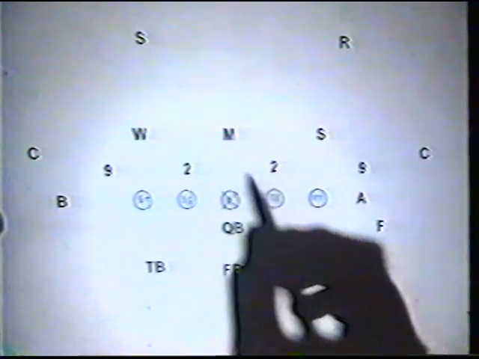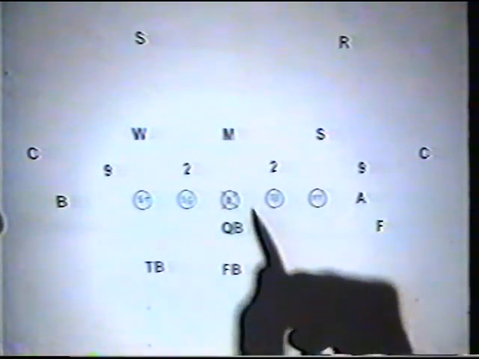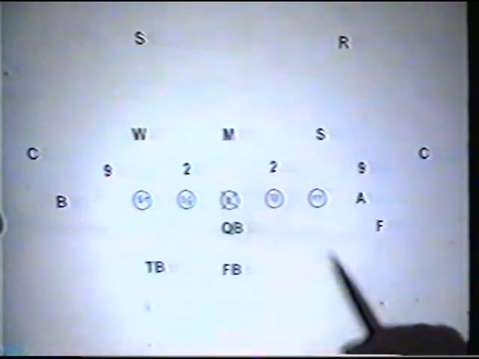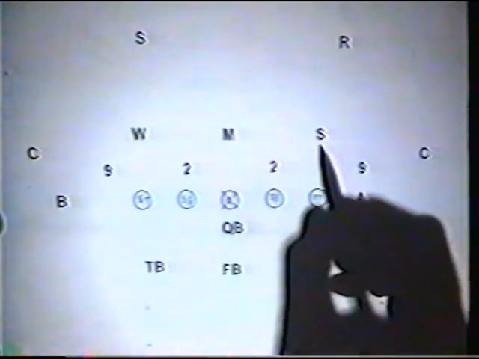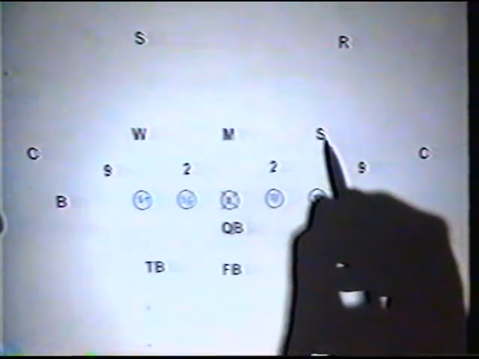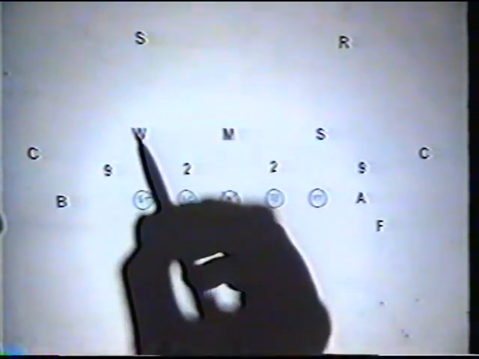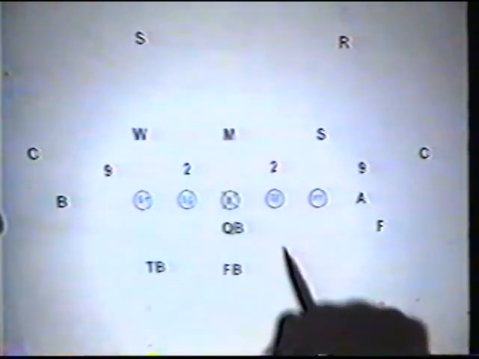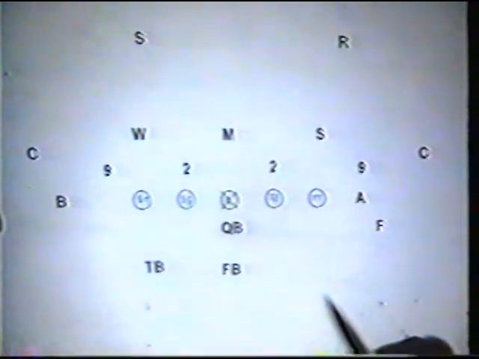And then the two techniques, obviously, are the defensive tackles. That's what they're playing. Sam is usually the strong side linebacker. That's what the S is. And Willie is the weak side linebacker, and Mike is the middle linebacker.